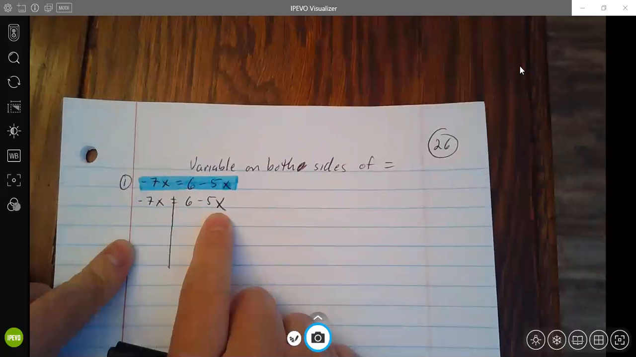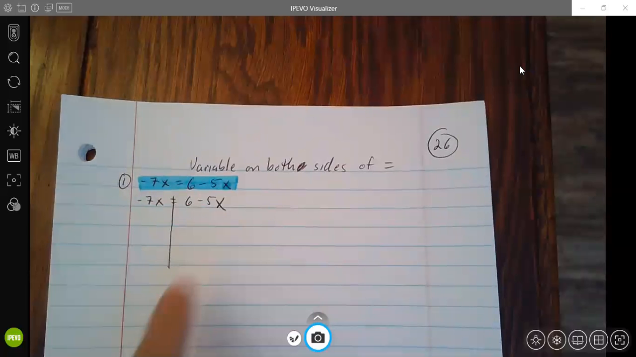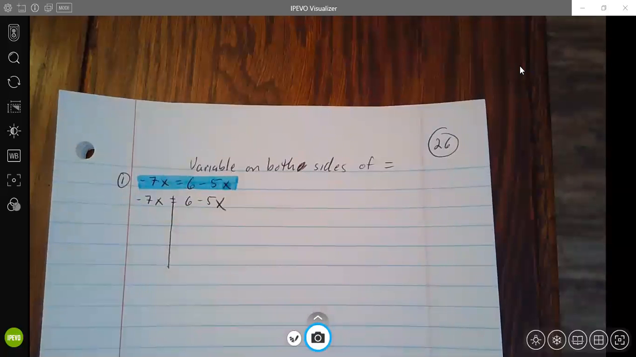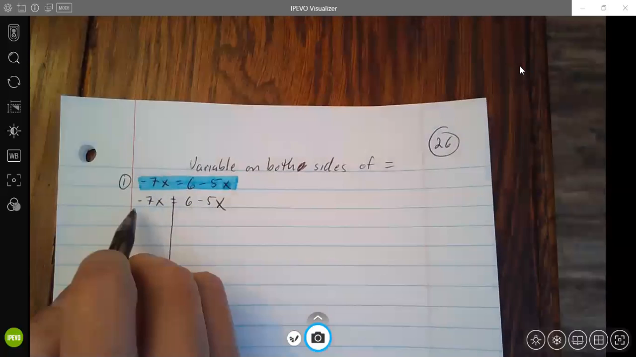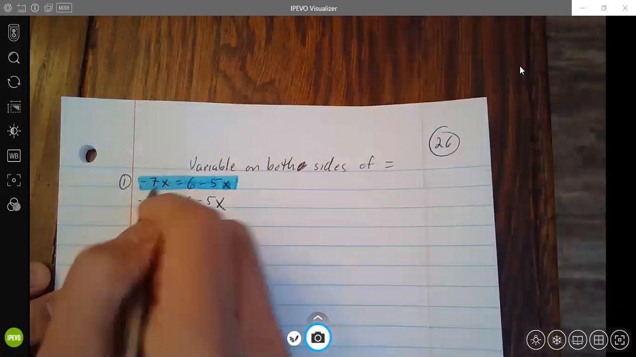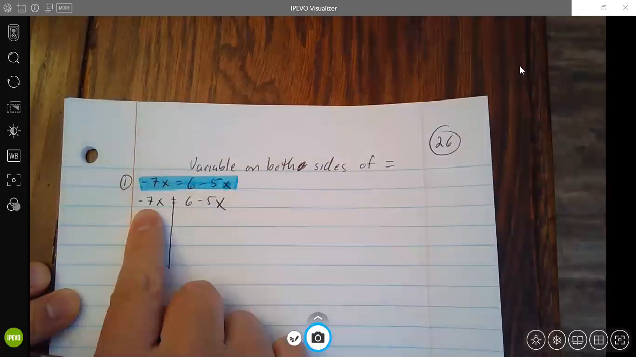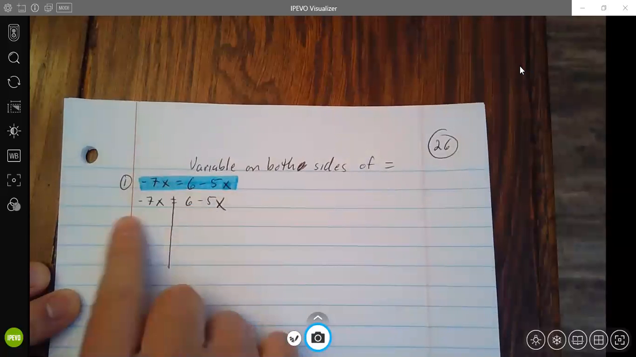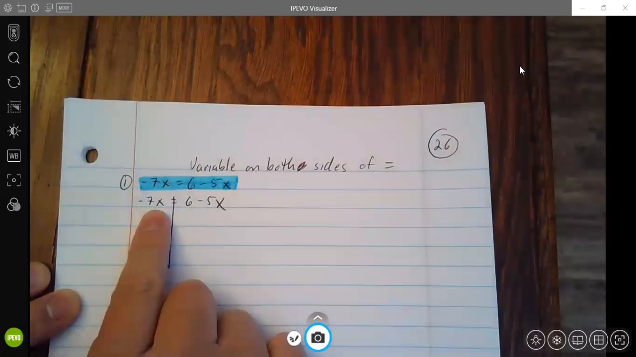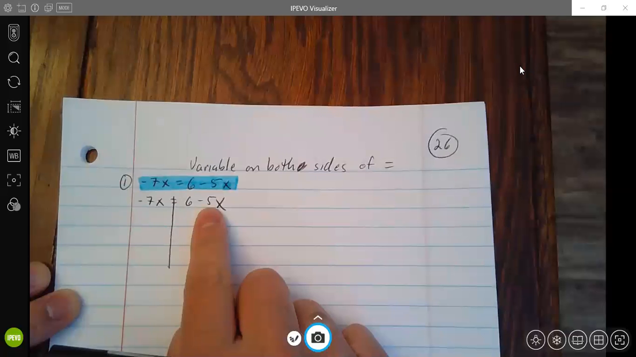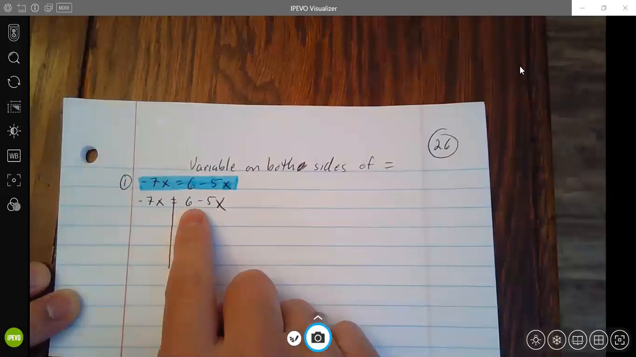Okay, since they're on both sides of the equal sign, to move one of them, we have to do the opposite sign. Right? So the first thing I want to point out is this negative 7 out here. If I move this negative 7 over here, there's nothing left on this side of the equal sign. So I don't want to move the negative 7. The negative 5, if I move it, there's still the 6 left. So that's the one I want to move.